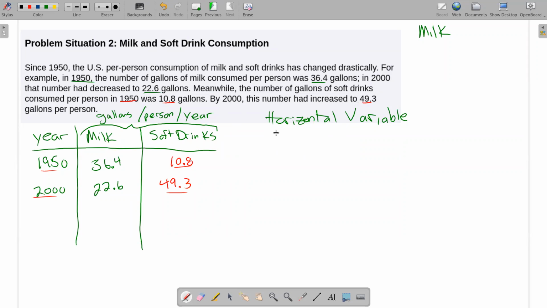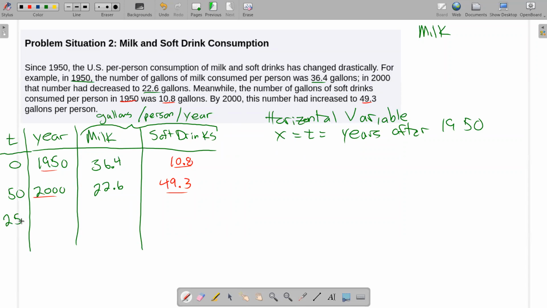Horizontal variable, I don't know if we're going to call it X, maybe we'll call it T, is years after 1950. So I'm going to add a new column over here for, let's call it T. So 1950 would be 0 years after 1950. 2000 would be 50 years after 1950. And then if I put something like 25 years, that would be 1950 plus 25 or 1975. And I could look at the graph and guess what those numbers are.